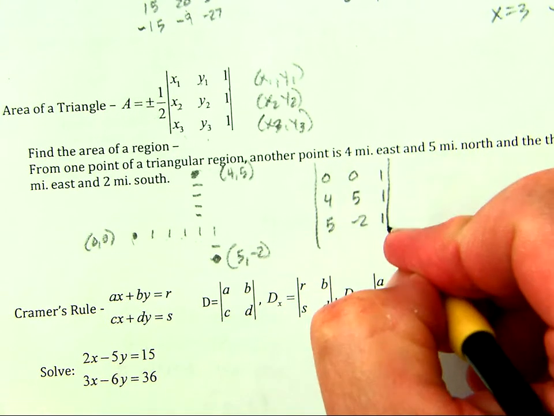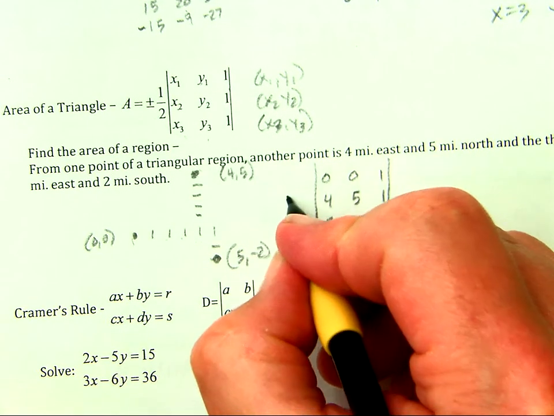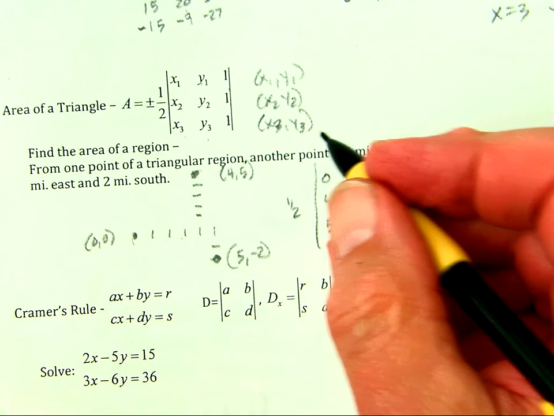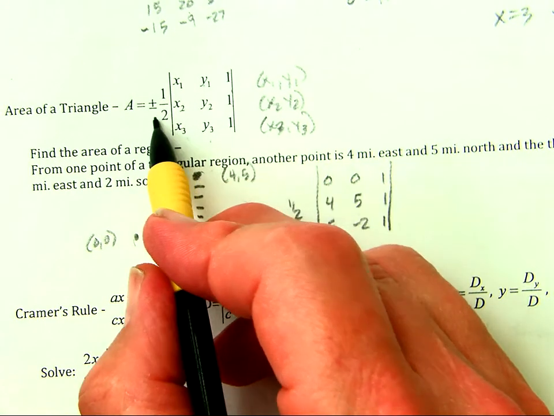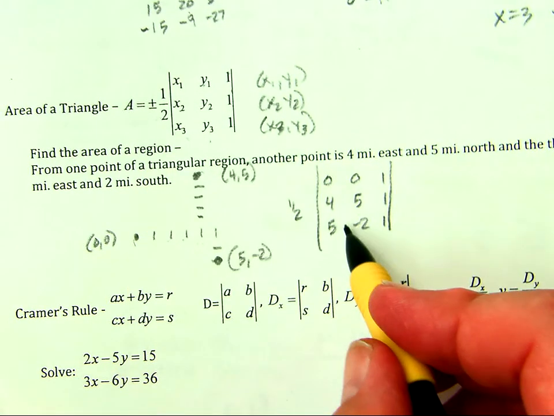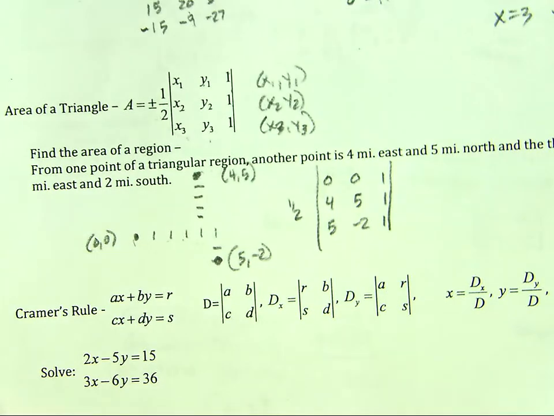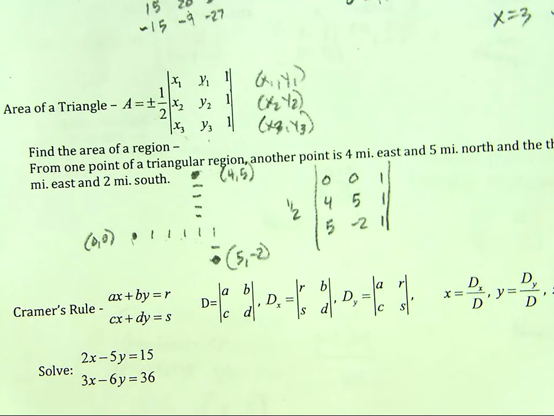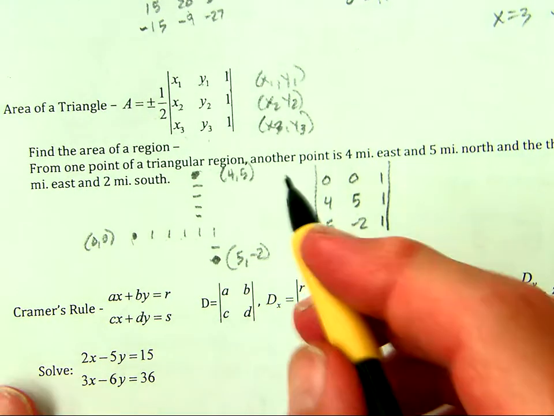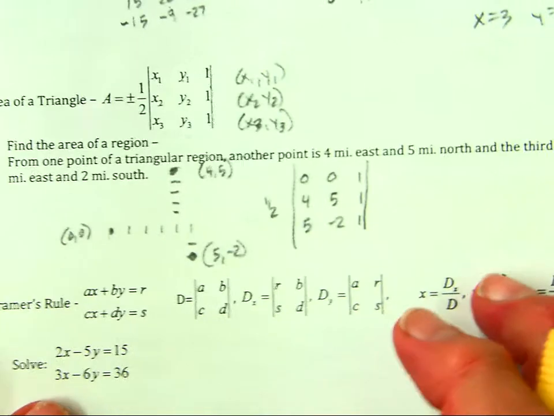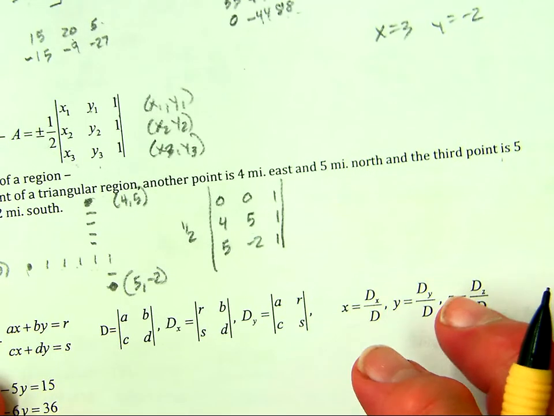So there's our matrix. We're going to find the determinant of that, and we're going to multiply it by a half. If you notice in the formula it says plus or minus a half, that's because if our determinant turns out to be negative, we multiply by a negative 1/2 because area is always positive. So that's all the plus or minus means. We just mean that our answer is positive.